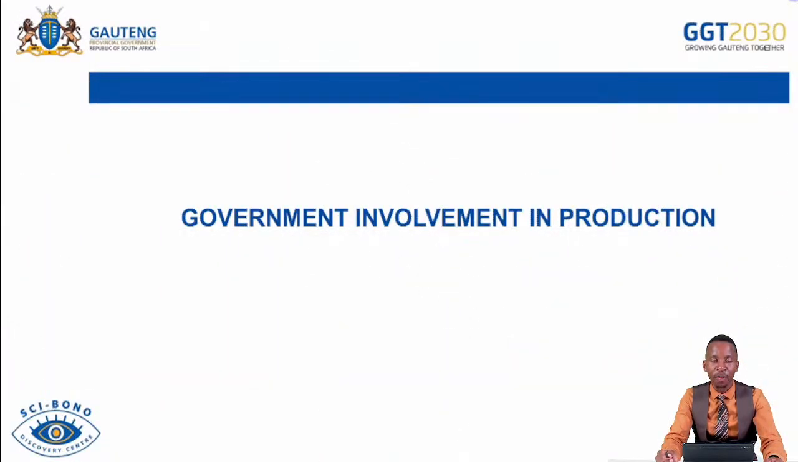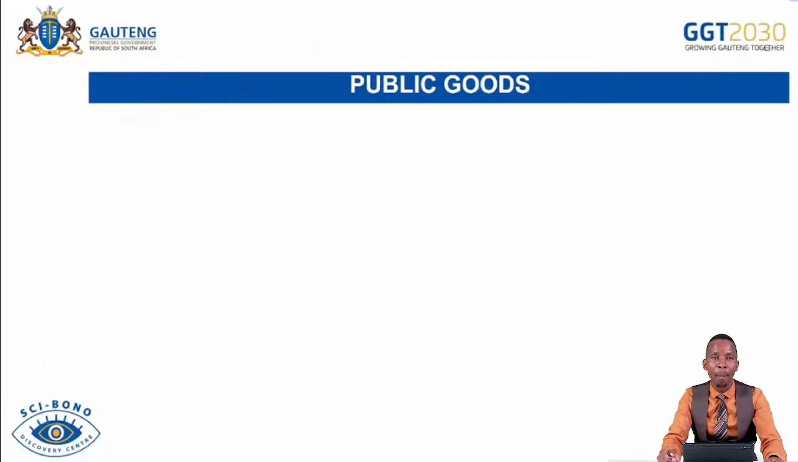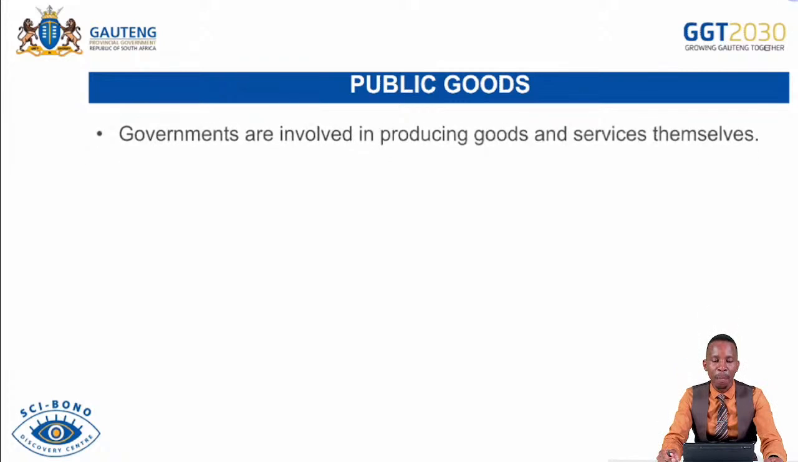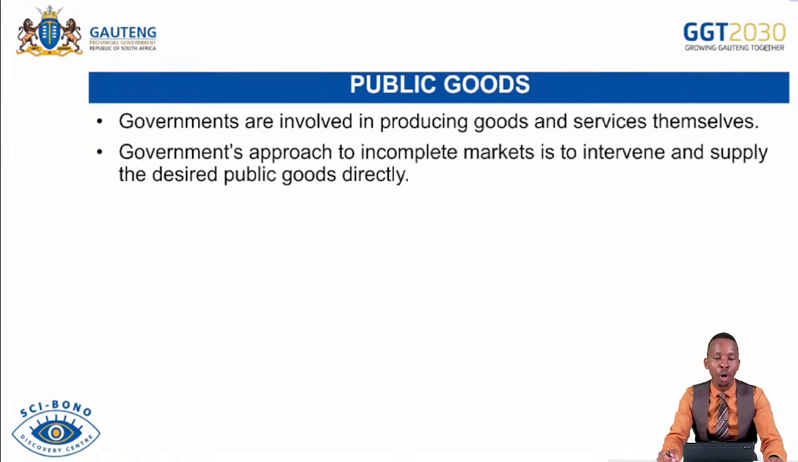And then government involvement in production. How does the government get to be involved in production? To ensure macroeconomic stability, the government intervenes through public goods provision. Governments are involved in producing goods and services for themselves. Those goods are the ones that are undersupplied or not provided at all by the market. Government's approach to incomplete markets is to intervene and supply the desired public goods directly.